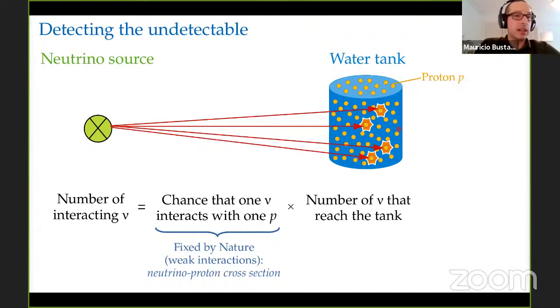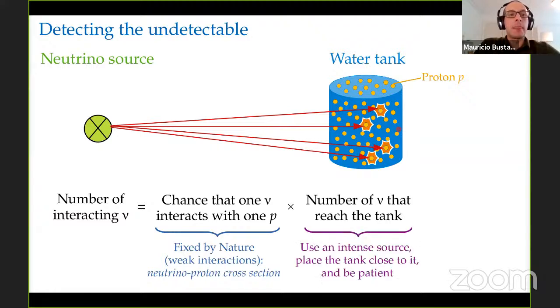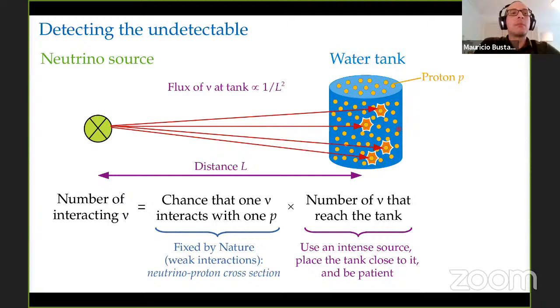The second ingredient is the number of neutrinos that reach the tank. That's just a matter of how intense the flux is and how close the detector is to the source. So if you're lucky and you have an intense source and can place your water tank or your detector next to it, then you might get a lot of interactions if you wait long enough. Remember, the flux of particles goes down as 1/L². So that's why you want the distance between the source and the detector to be as small as possible.